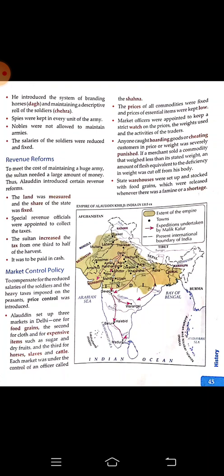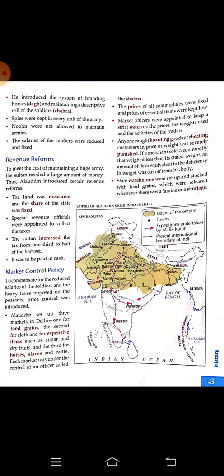The land was measured and the share of the state was fixed. Special revenue officers were appointed to collect the taxes. The Sultan increased the tax from one third to half of the harvest. Whatever crops they harvested, half would be taken away by the Sultan. Next, it was to be paid in cash. He started collecting cash, not in kind.